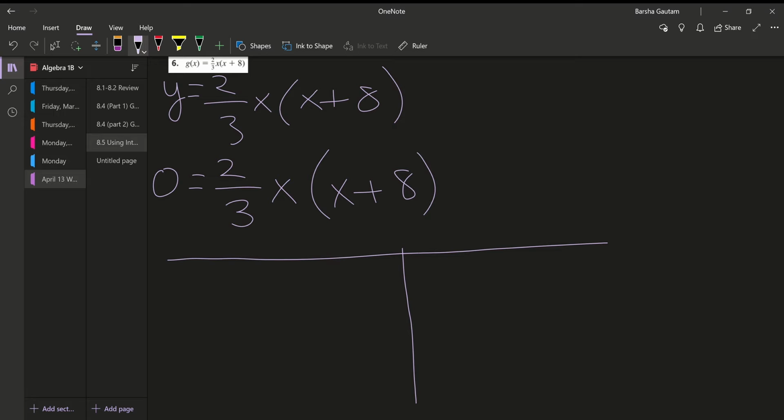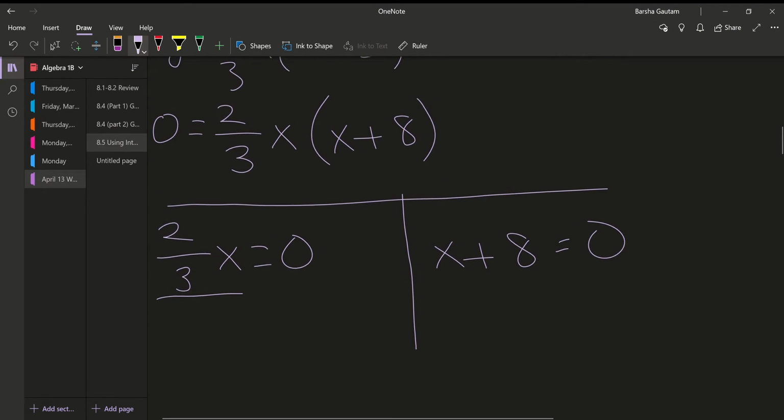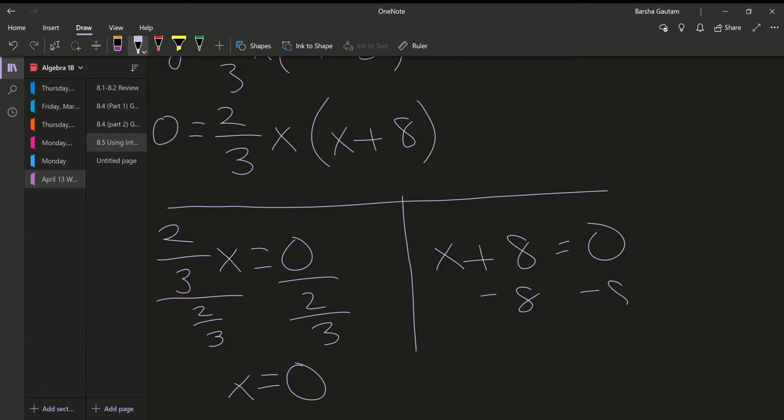So now, as we learned earlier in the year, we need to create our two equations. 2 over 3x equals 0, and x plus 8 equals 0. So now we divide both sides by 2 over 3, which means x is equal to 0. And we subtract 8 on both sides, giving us x equals negative 8.